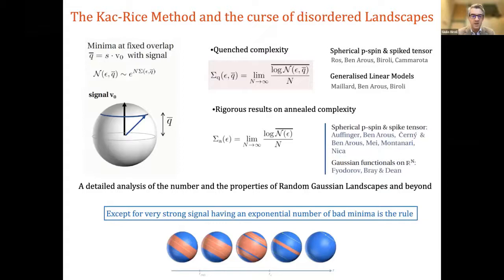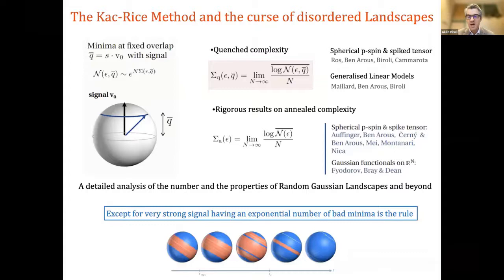So one method that Surya already introduced is what is called the Kac-Rice method. It's a method that has been introduced to do a rigorous analysis in probability theory, in particular by Fyodorov, Ben Arous, and Cerny, but actually there were methods introduced before by physicists. And in this way, you can compute the number of critical points that have a certain index, a certain energy, and a certain overlap with the signal. So you can really scan the energy landscape or the loss landscape by studying the critical points.